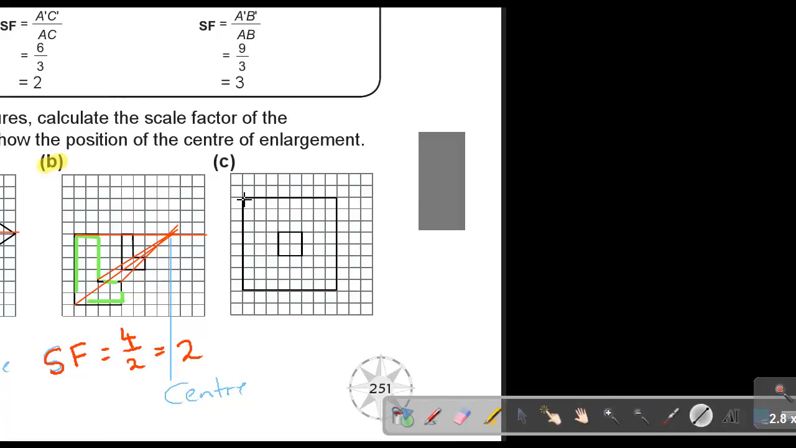Now, if you look at the last one, just take note, what was this scale factor? This was 1, 2, 3, 4, 5, 6, 7, 8, and this was just 2, and 8 divided by 2. So this one's scale factor was 4. And again, if you want to find the center, from there, draw a line, draw a line, draw a line. And I think that this one's center will also be exactly in that middle.